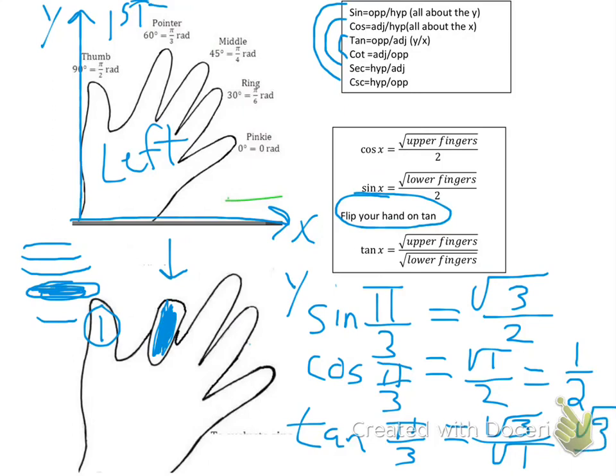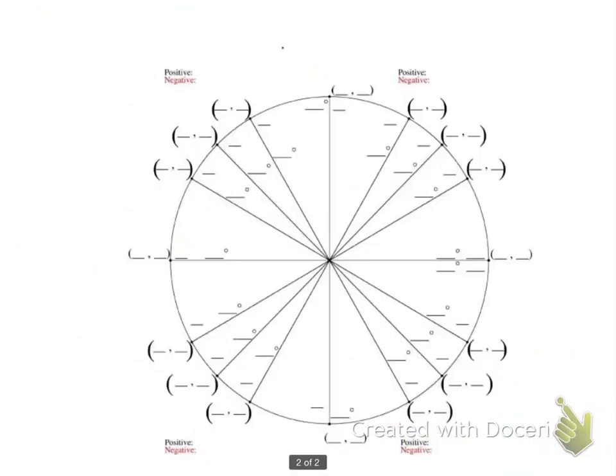Okay, so I encourage you to get a unit circle that's already completely filled out, or have your calculator out, and just kind of quiz yourself to see how you're getting this concept. So let's take a look at a blank unit circle, and maybe we'll discuss just a little bit about this.